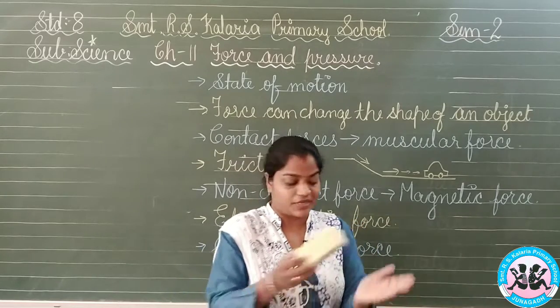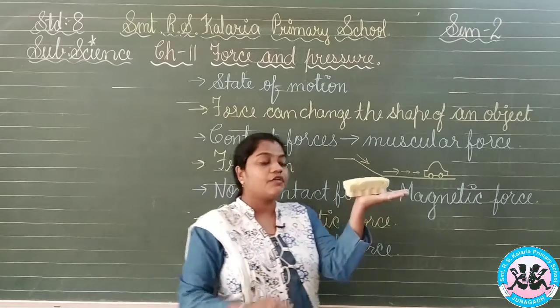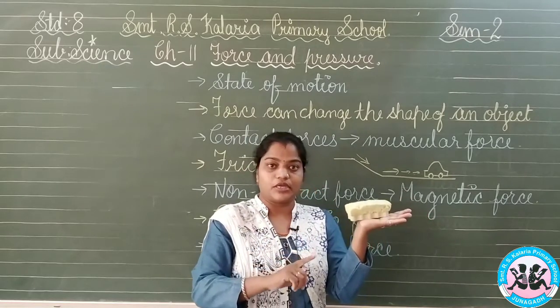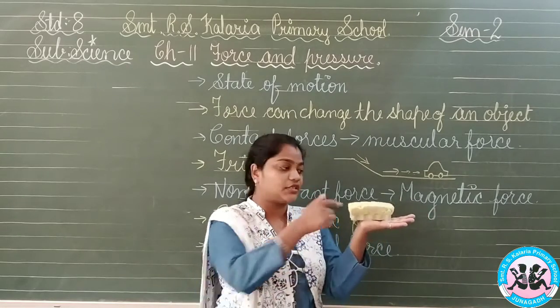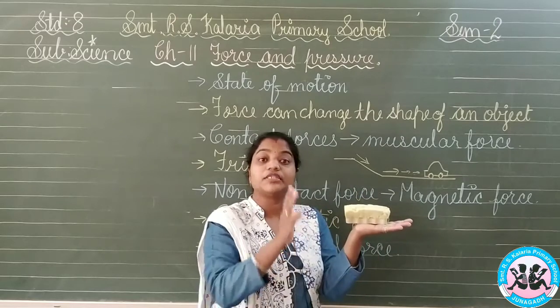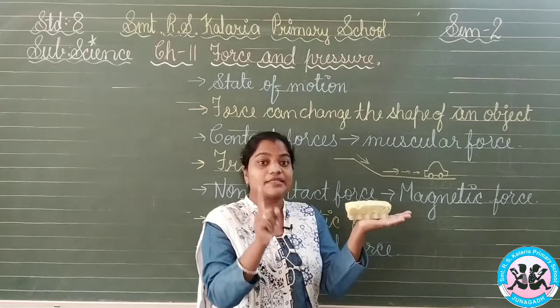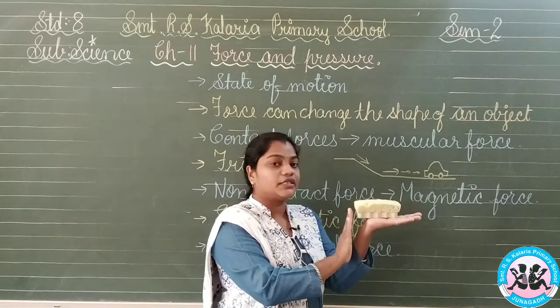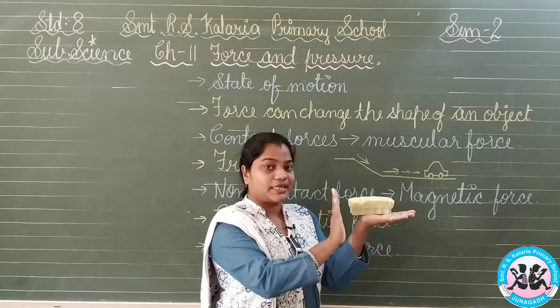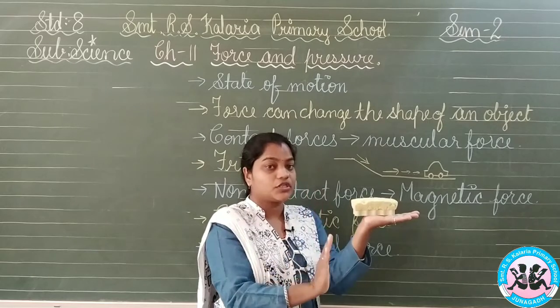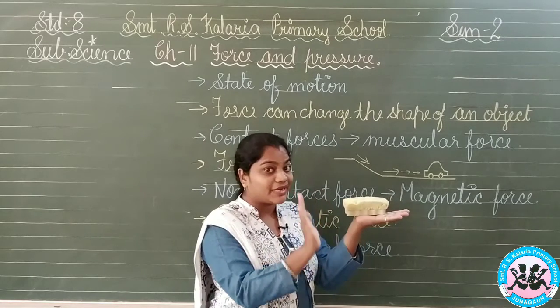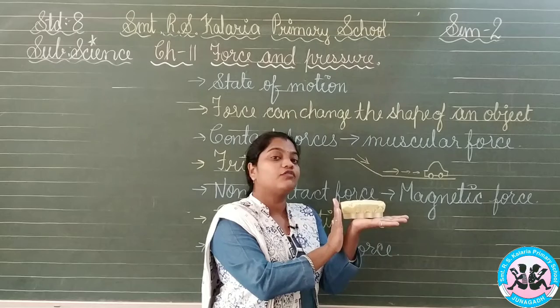Now the best example we have is the duster itself. If I am keeping it at a rest position, there is no force applicable, because it is in neutral gravity. So it is a neutral force which is acting over here, meaning it is at rest. But as I make it move a little by applying force from my side, that is contact force, that is muscular force, or by pushing it.